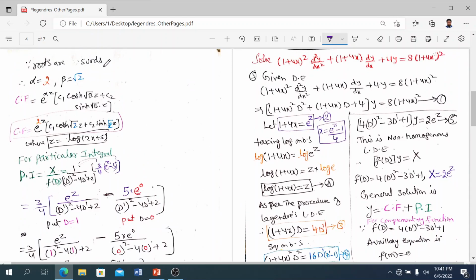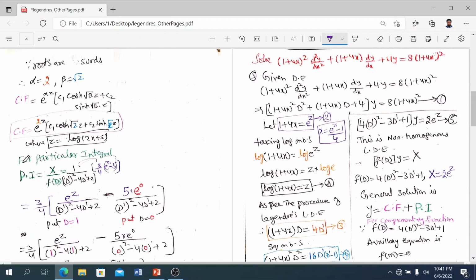So the roots are in surds. So alpha equals 2, beta equals root 2. So the complementary function is e power of alpha z, c1 cos root beta z plus c2 sin root beta z. What is alpha? 2. What is beta? Root 2. And here z is there, so z equals log of 2x plus 5.